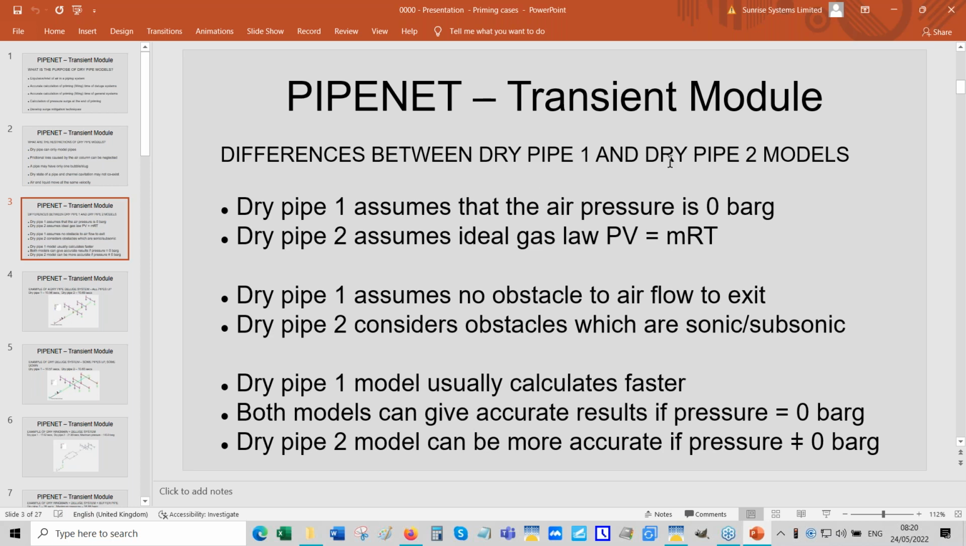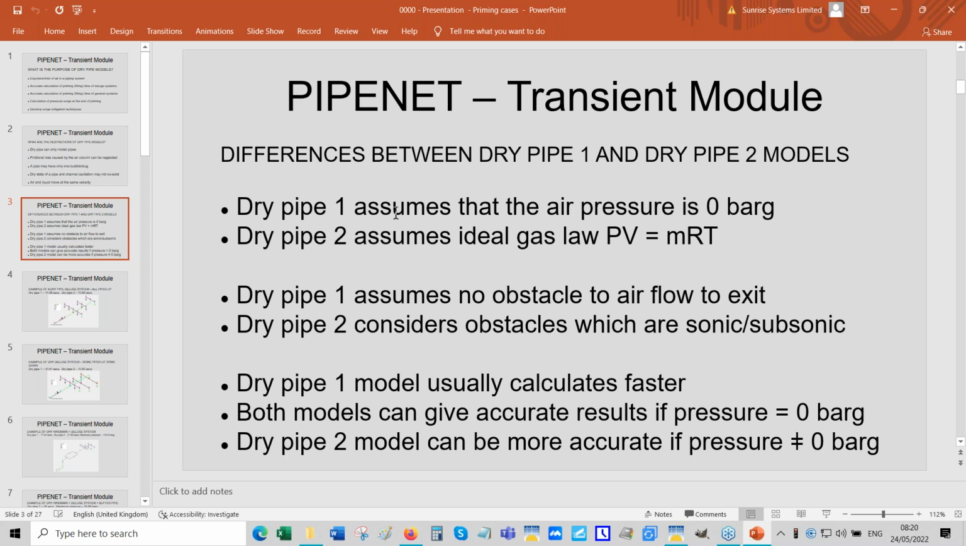Dry pipe 1 and dry pipe 2, you heard me mention those, and what are the differences? The first thing is dry pipe 2 is one part of what we call cushioning. If we consider the cushioning option, then the dry pipe 2 model is automatically used. But we can also use other models such as the air valve and so on. However, what is the difference between dry pipe 1 and dry pipe 2?